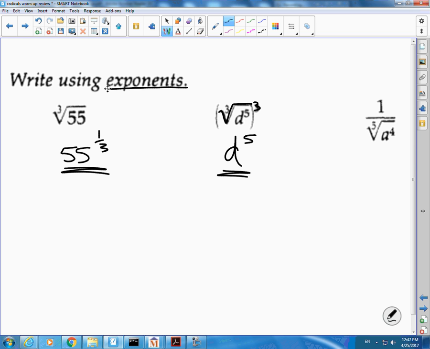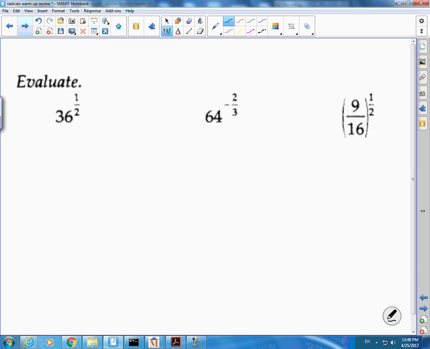This one's a little more involved. You have to think of this as 1 over a to the 4/5. And then if you want to simplify it by one more step so that you have a single term instead of a rational expression, you can say that it's a to the negative 4/5. And the negative exponent is what makes it be a reciprocal. So there's the first three.